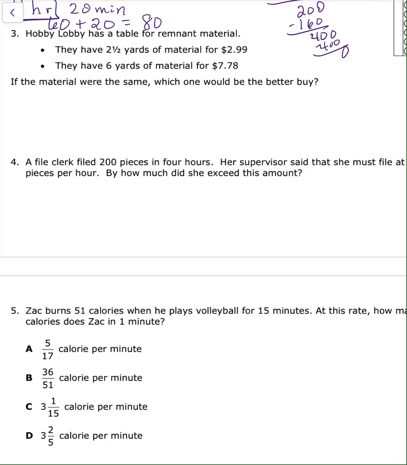All right, so this word right here, they have a table for remnant material. We probably don't really know what that means, right? But we can still answer this question without it. So it says they have 2.5 yards of material for $2.99 and then 6 yards for $7.78. If the material is the same, which one would be the better buy? So when we're looking for the better buy, all that means is the one that is cheaper. Okay, we're looking for the one that's cheaper.